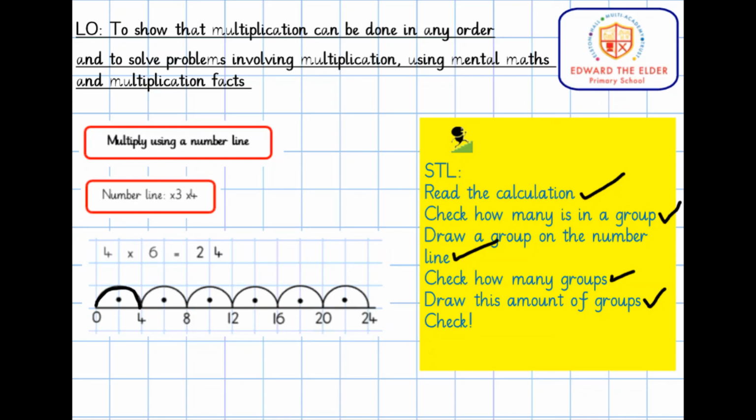The answer is 24. Now we need to check our answer. 4 multiplied by 6. We need groups of 4 6 times. The answer is 24. In Year 2 we move on to partitioning in multiplication.